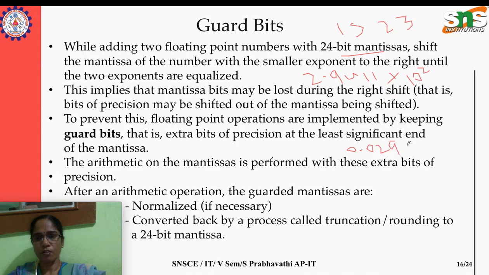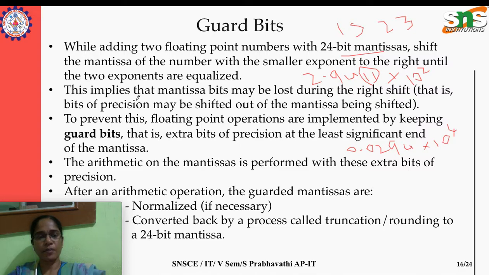So 94 into 10 power 4. Now the mantissa is shifted like this, and I lost these last 2 bits. So that precision gets lost. These two bits I have lost in this 4 bit representation. So that's the second point it is saying. While shifting, the mantissa bits may be lost due to the right shift, is it not?